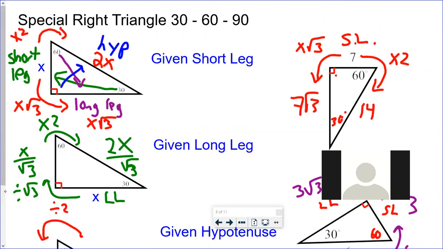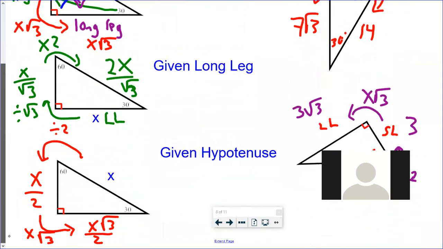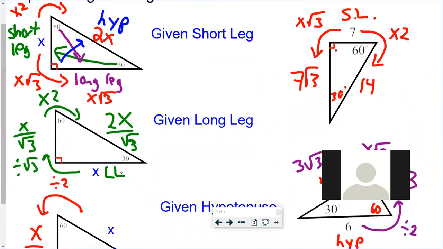So again, if I'm given the short leg, you times it by 2 to get to the hypotenuse, you times it by the square root of 3 to get to the long leg. If you're given the hypotenuse, then you divide by 2 in order to get to the short leg. And then it's the same as before. To get from the short leg to the long leg, you times it by the square root of 3. If you are given the long leg, you divide by the square root of 3 to get the short leg, and then you times by 2 to get the hypotenuse.